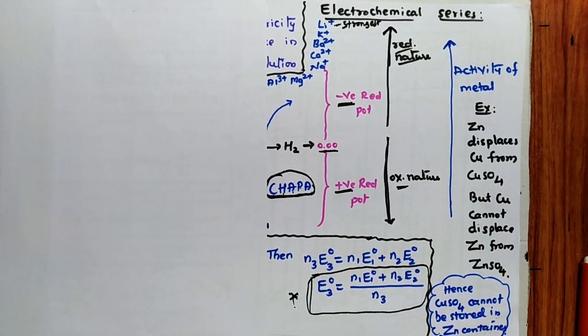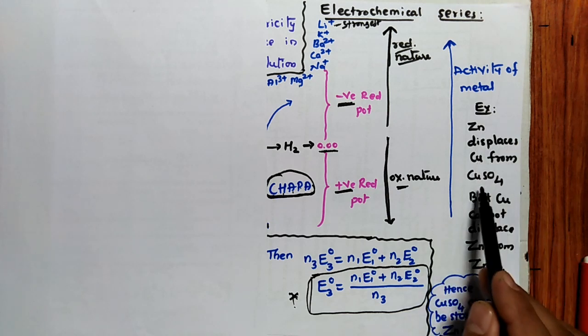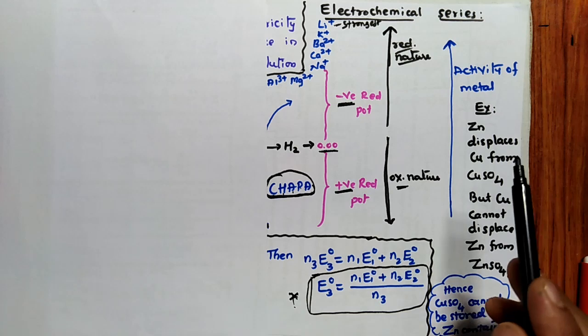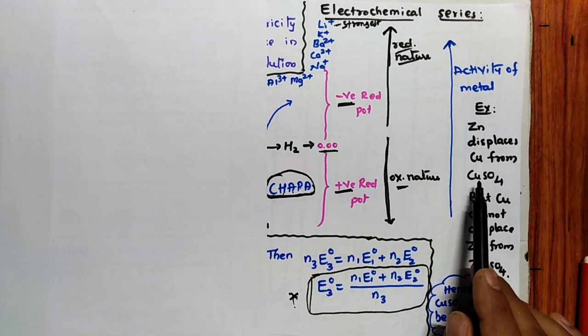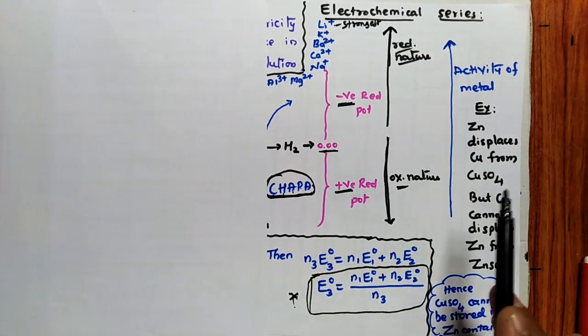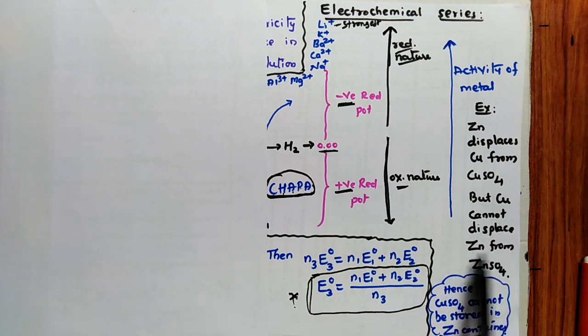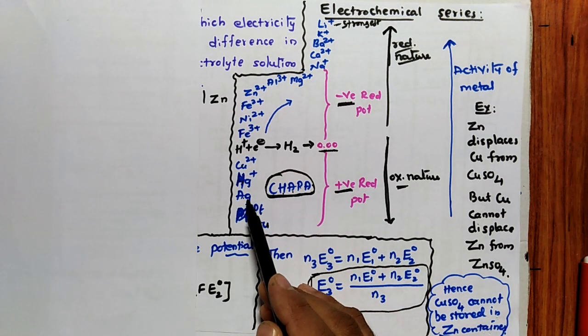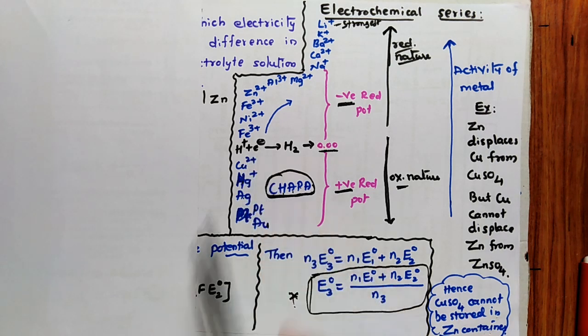I will give an example, look. Zinc displaces copper from copper sulfate. If I write zinc plus Cu2+, zinc displaces copper from copper sulfate. But copper cannot displace zinc from ZnSO4. Copper does not displace zinc from ZnSO4. Like this you can tell, copper can displace silver from AgNO3, but Ag cannot displace copper from copper sulfate.